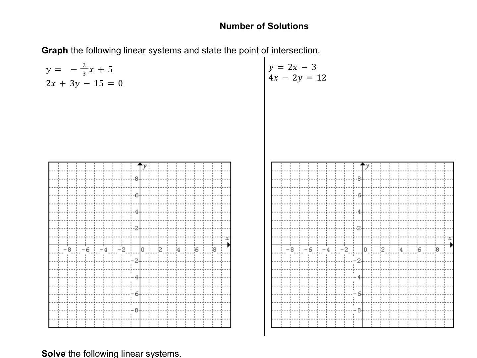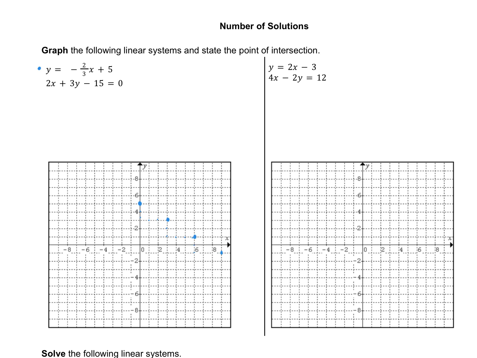In the first system, the first equation, y equals negative 2 over 3x plus 5, is already in y equals mx plus b form. So I'm going to plot the y-intercept of 5, and then my slope is negative 2 over 3. So I'm going to go down 2, right 3, plot the point. Down 2, right 3, plot the point.